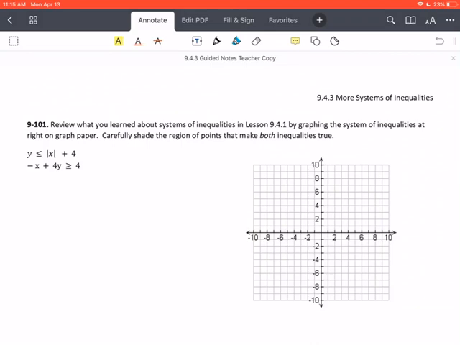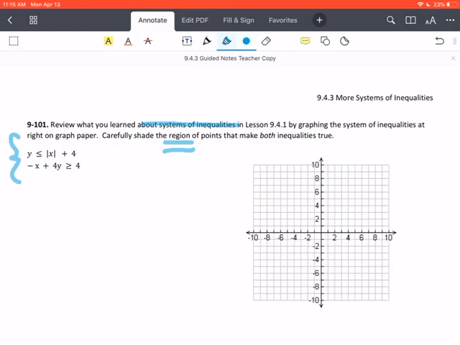All right, we are going to get one more opportunity right now in our warm-up to go over the idea of a system of inequalities. So in 9-101, it says review what you've learned for systems of inequalities. That was what we did in 9.4.1, and then you practiced that in the last lesson on 9.4.2. And we want to figure out where is the solution region of the points that are going to make these two inequalities true. Now the first inequality we see is y is less than or equal to the absolute value of x plus 4.